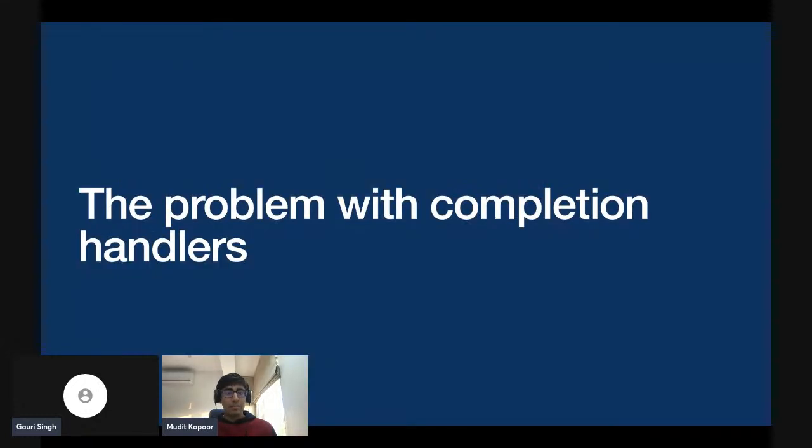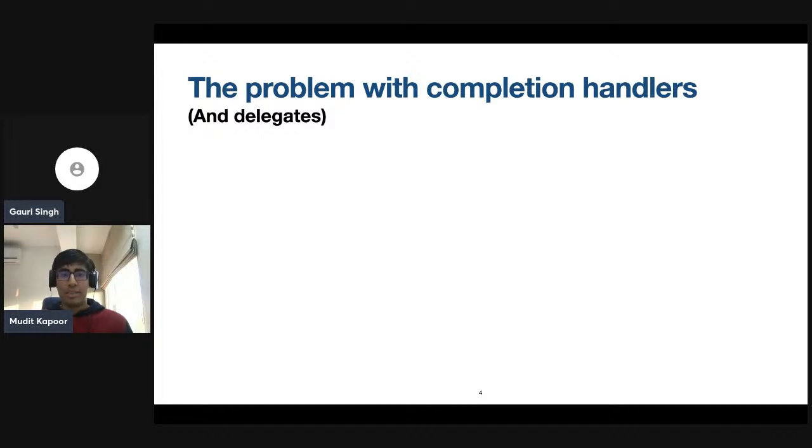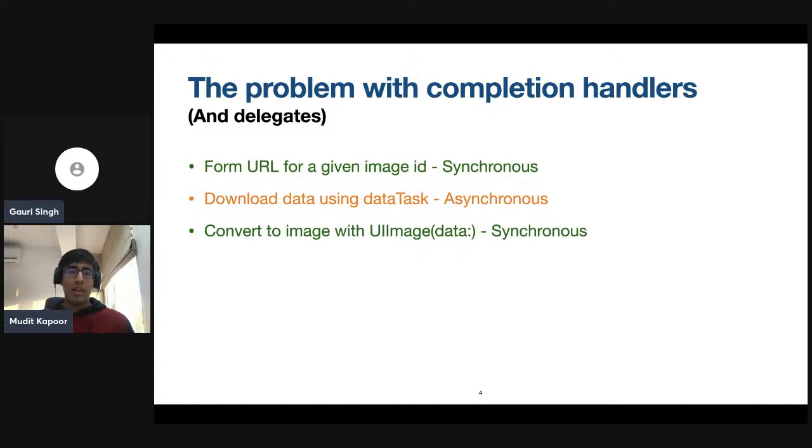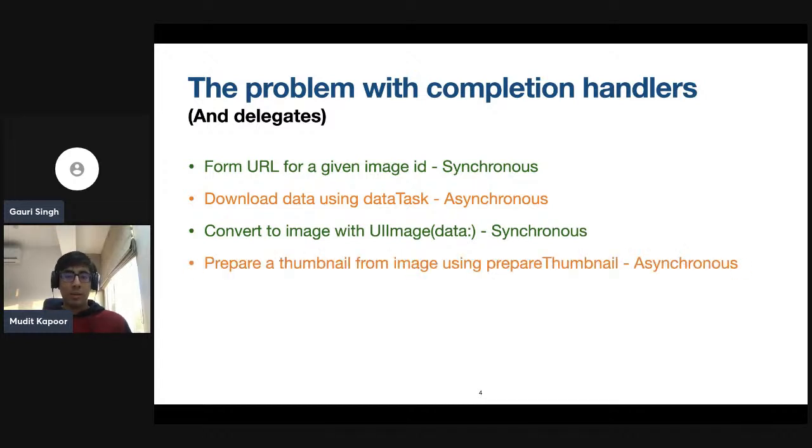This is not just a completion handler problem, it's also delegates which have this problem. So let's start with an example. I want to download an image from the web and I have some ID. I create a URL using that ID. That's a synchronous operation, no problem. Then I'll download that data, an asynchronous operation, so I'll require a completion handler. Then I'll convert that data to an image, no problem, that's a synchronous operation. And then I'll be preparing a thumbnail using that.